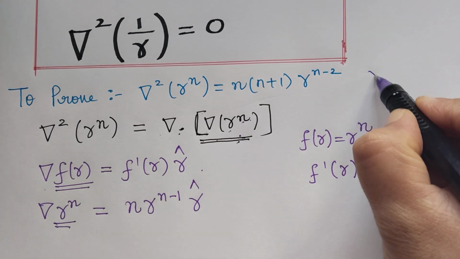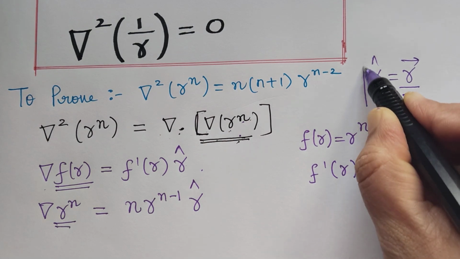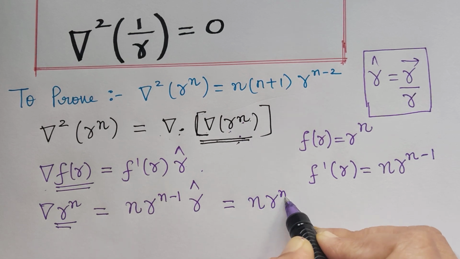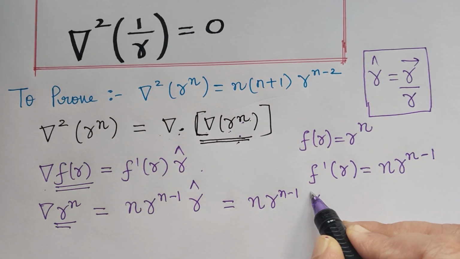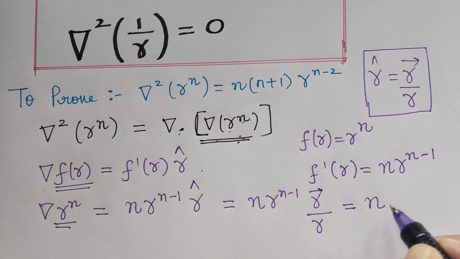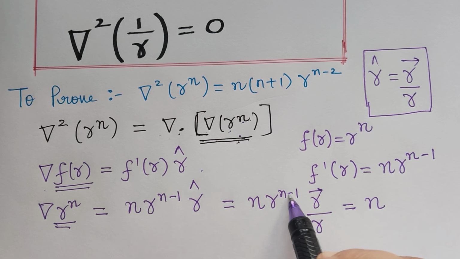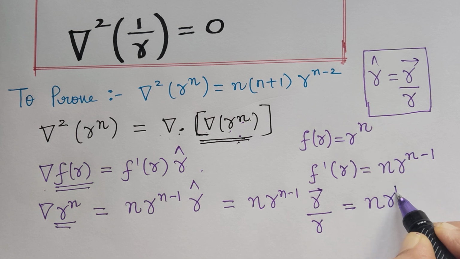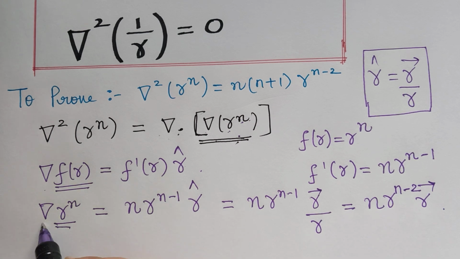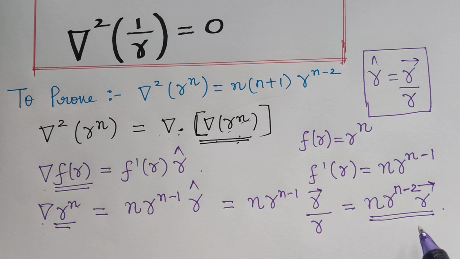But we know that r cap is equal to r vector divided by modulus of r, which is r. So let us make use of this here. This will be equal to n r to the power n minus 1 multiplied with r vector divided by r. Now this r in the denominator, when taken to the numerator, will be r to the power minus 1. So the powers of r can be added and we get r to the power n minus 2 into r vector. Therefore we have obtained nabla r power n equal to n r to the power n minus 2 multiplied with r vector.